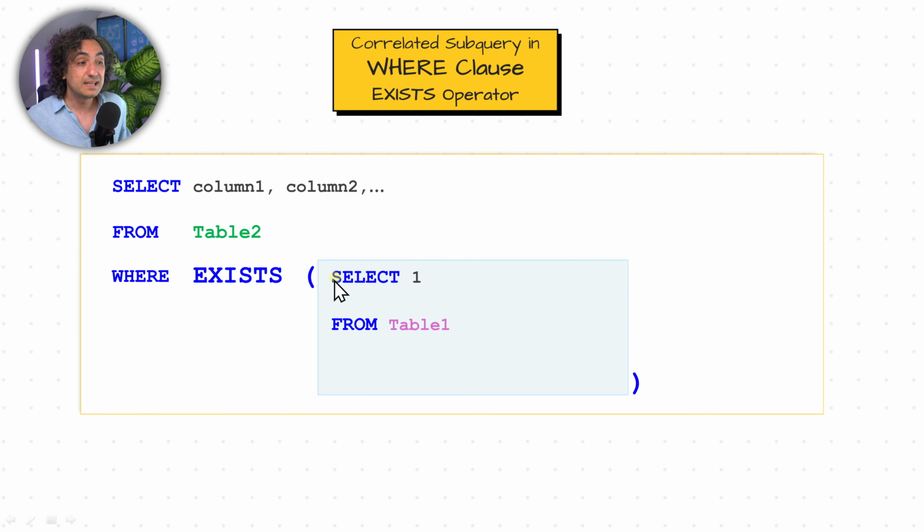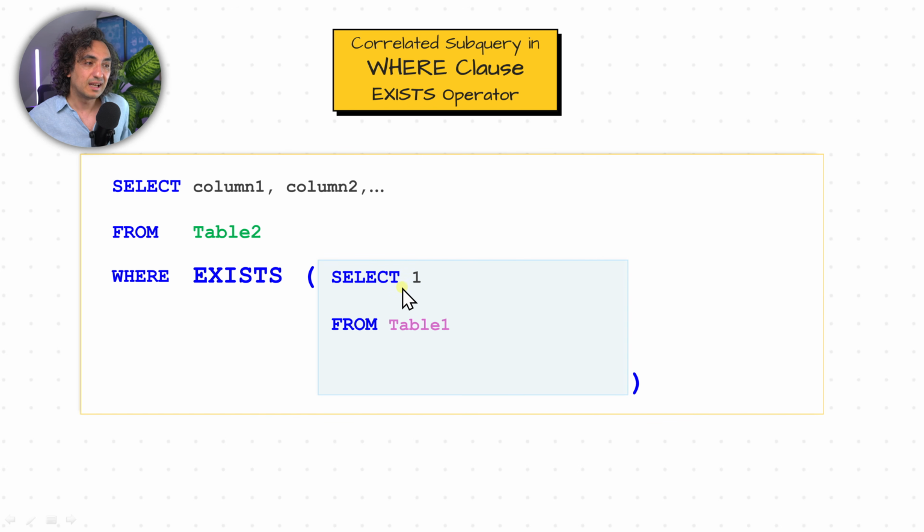We are not using the subquery in order to retrieve information from table 1. We are just testing whether the subquery is going to return a value or not. And we don't care about the returned value. It could be 1, it could be a column, it could be anything. So we don't care about the data that is retrieved. We just care whether the subquery is returning anything. So that's why we write any value, like a 1 here.